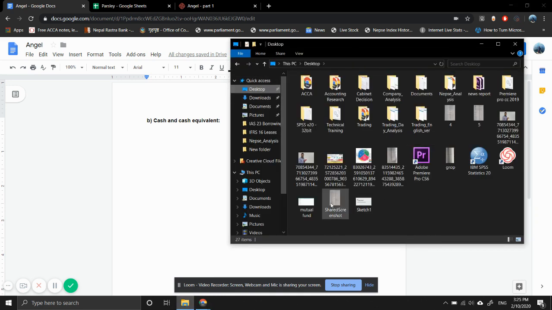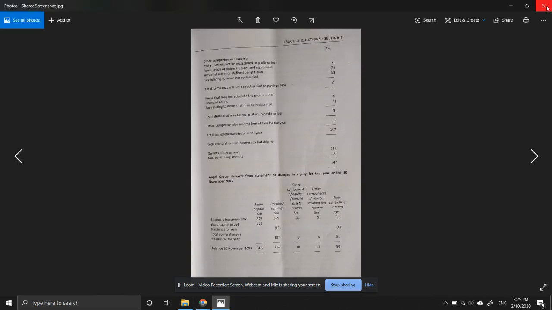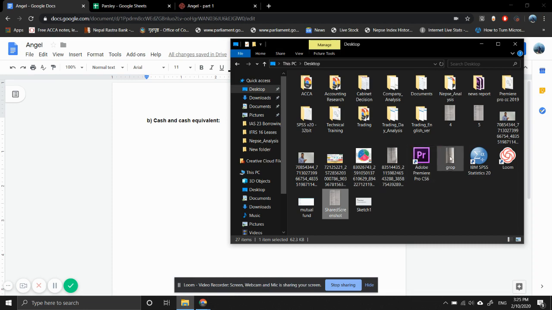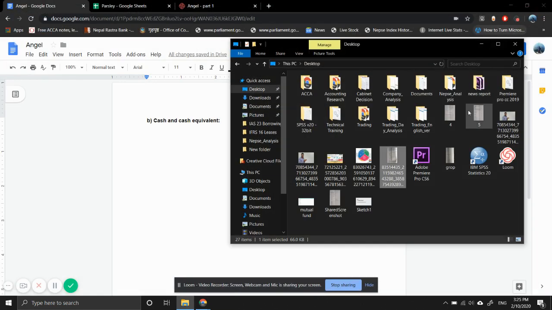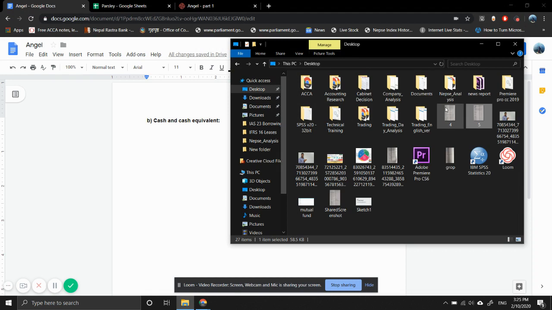Desktop, and then which one is it? Is it this one? Nope, it's not this one. This one as well. Not this one as well. I think it's the fourth one.